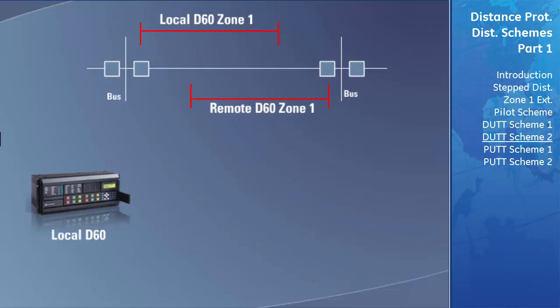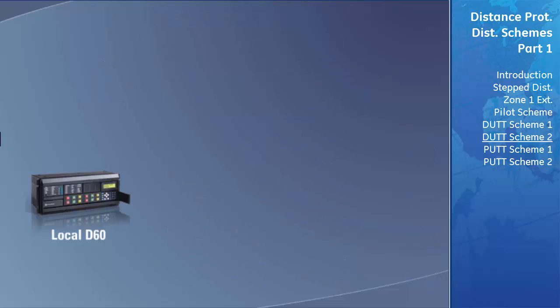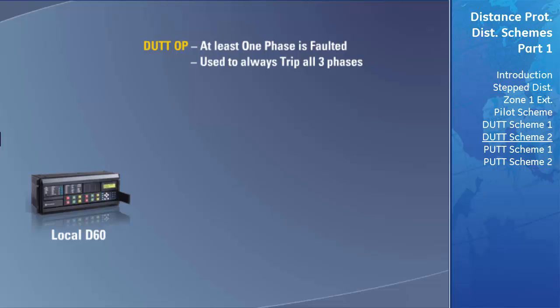The DUTT scheme in the D60 has some output flags that are set based on the status of the DUTT receive keys. The name of these output flags and the reason they are turned on are as follows. The DUTT operate flag will turn on when the local D60 receives a signal through the DUTT keys that at least one of the phases of the transmission line is faulted. This output flag should only be used to signal the breaker to trip if three-phase tripping is always required.